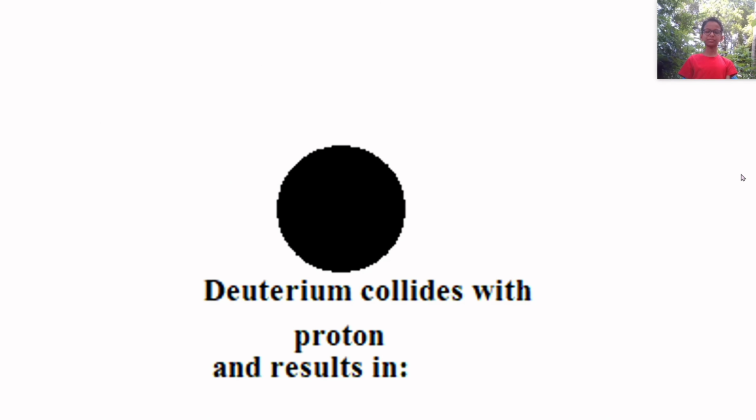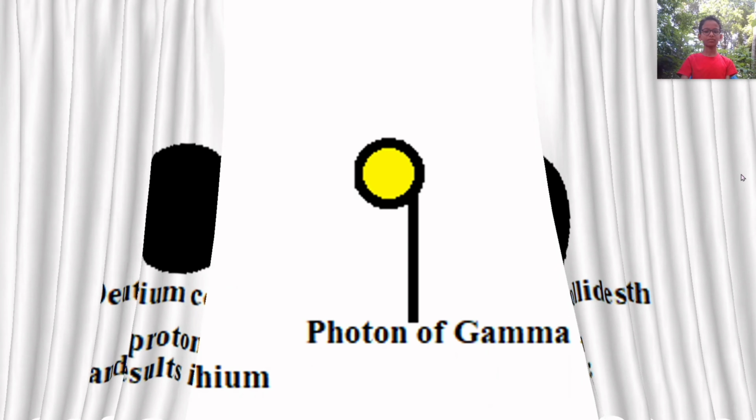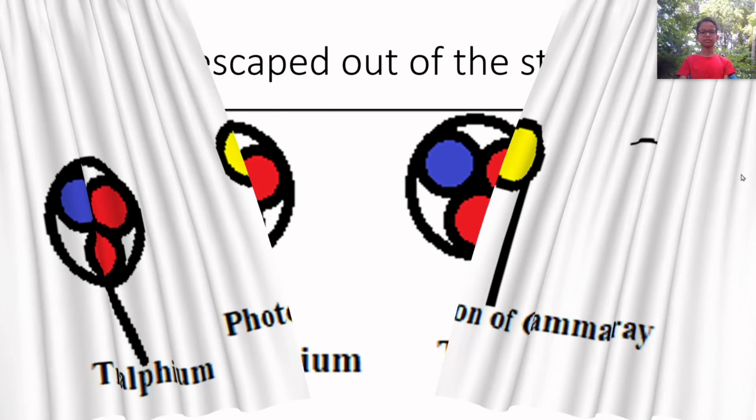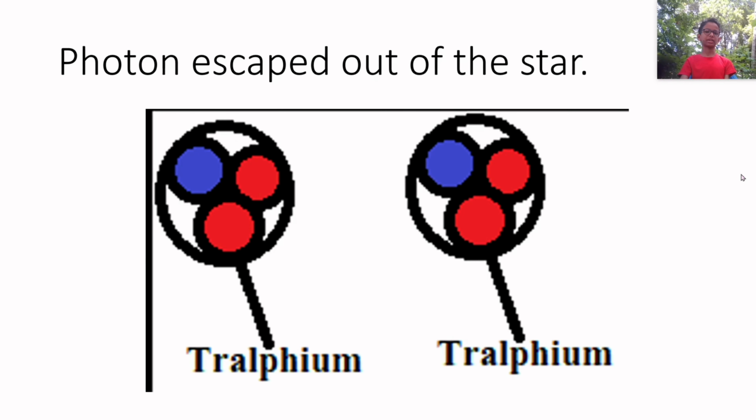The deuterium nucleus collides with a proton and results in tritium and a photon of gamma ray. The photon escapes out of the star.